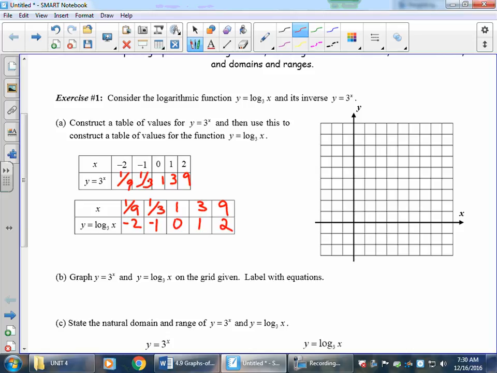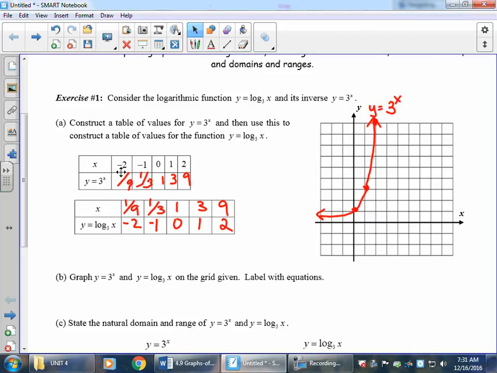All right, and when we graph these, we get 2, 9, and 1, 3, and 0, 1, and then it keeps going. So this is the first one. This is our exponential, which of course is a traditional exponential. This is y equals 3 to the x.